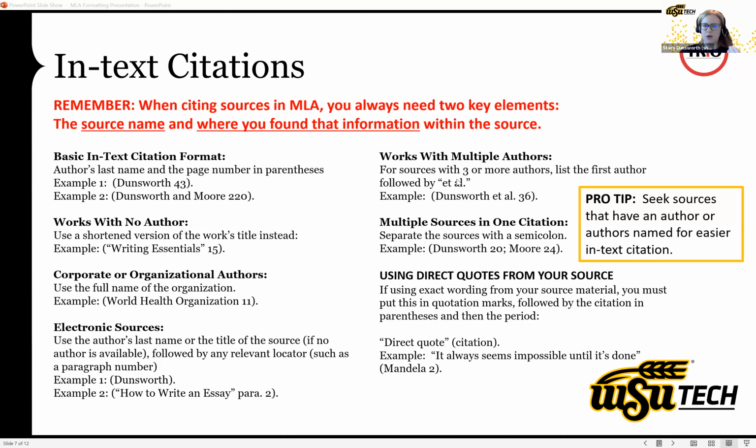So again, if you have 3 or more authors, it's the last name of the first person who's listed on there. So in this example, it's Dunsworth, et al., period, space, and then where you found that information.